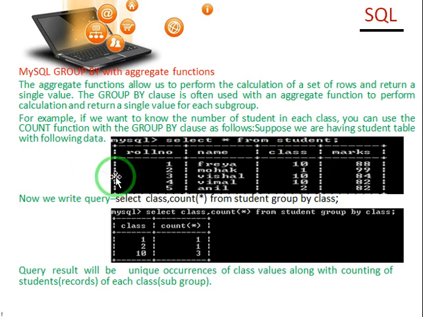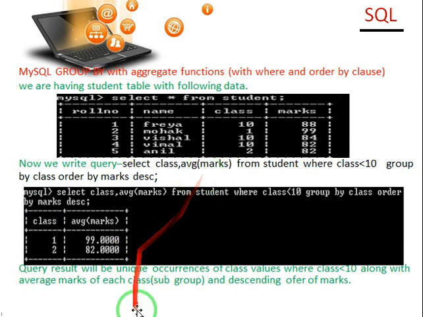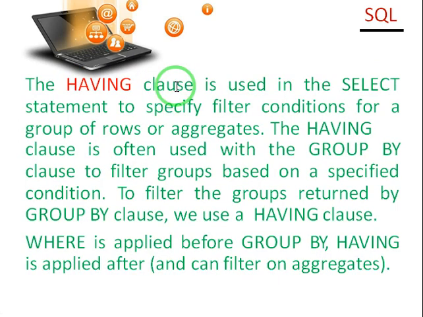Now this is an example of using GROUP BY with aggregate functions. SELECT class, COUNT(*) FROM student GROUP BY class. So it tells the count of all the classes. This is another example. So this is how we use GROUP BY with an aggregate function.